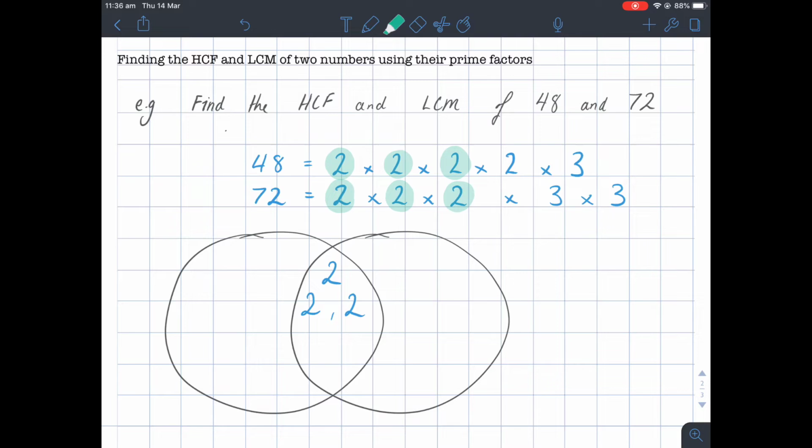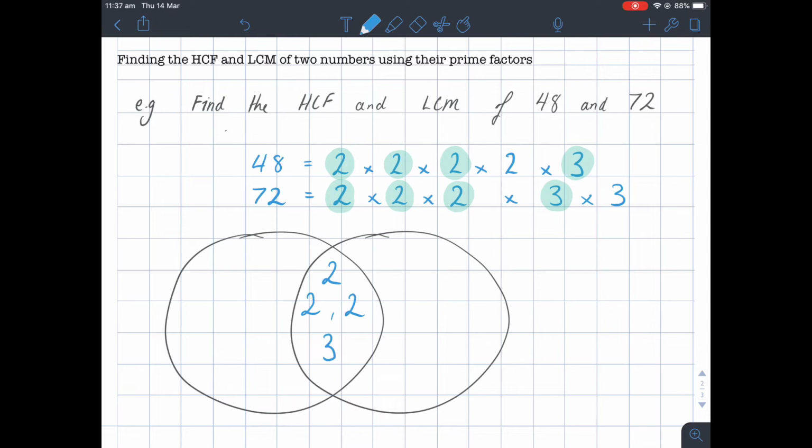Now, 48 has another 2 there as a prime factor, but 72 doesn't. So we're not going to write that in the common part of our Venn diagram. What we're going to do is look at the next number. We can see that 48 has 3 as a prime factor, and 72 also has a 3 as a prime factor. So we're going to list 1, 3 down there.